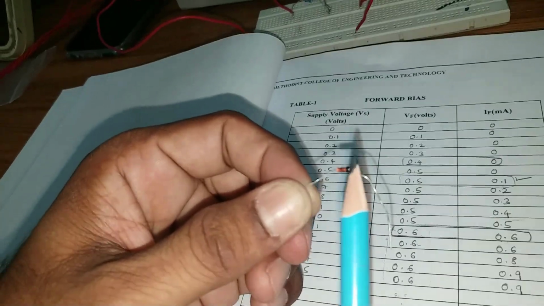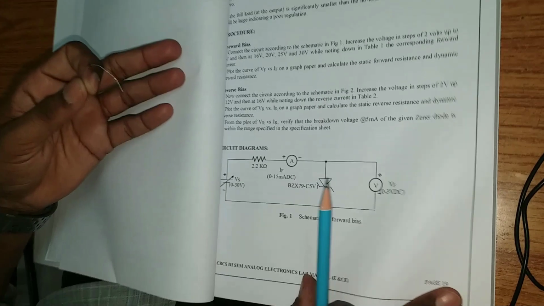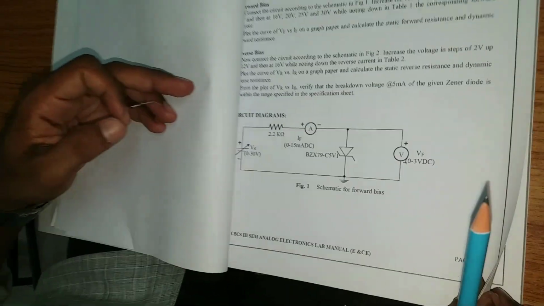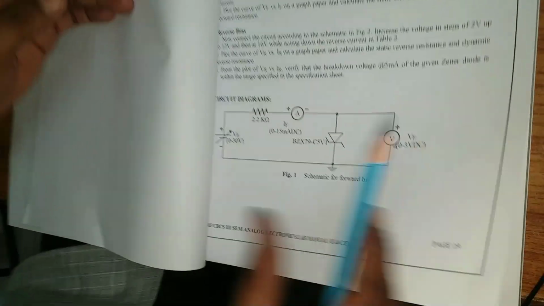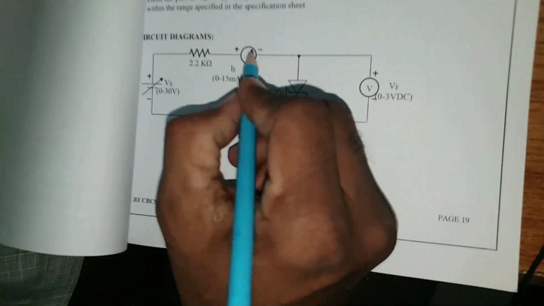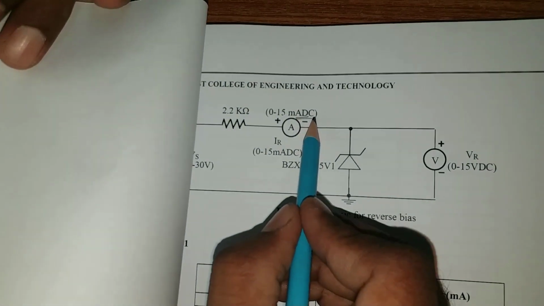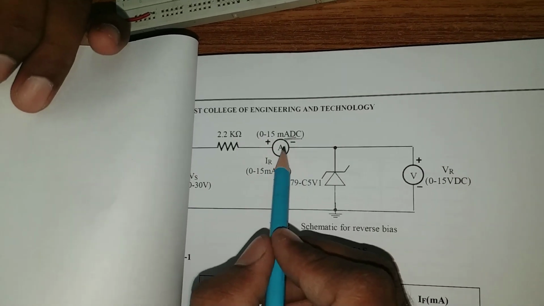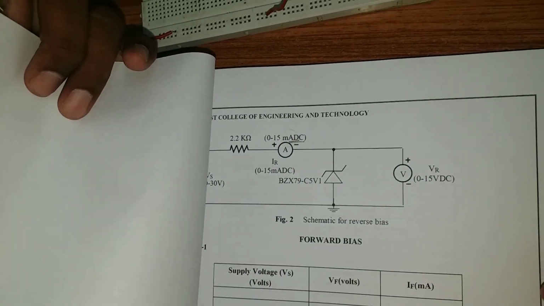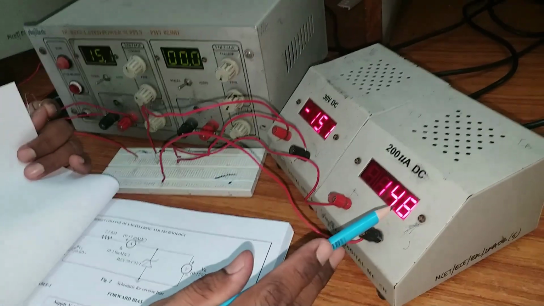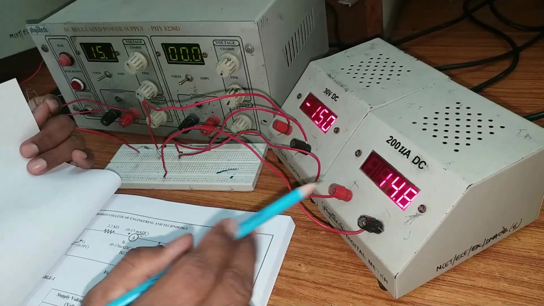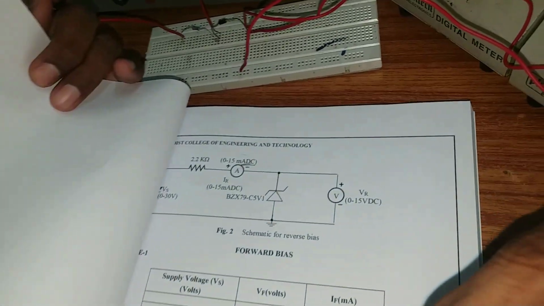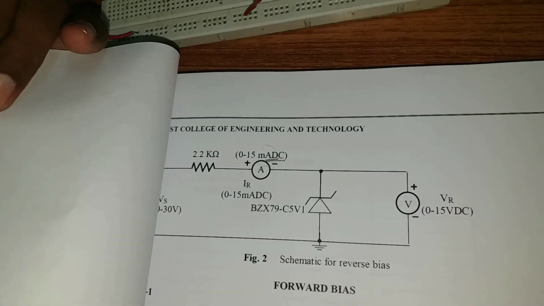The next thing, compared to the PN diode, is one more variation: in the Zener diode, in both forward bias and reverse bias, we are using the milliammeter only. We are not going to use the microammeter here. This is one big advantage. In the case of the PN diode, we replace the milliammeter with the microammeter, but in the case of the Zener diode, we need not replace it. The same milliammeter can be used for both forward bias and reverse bias.